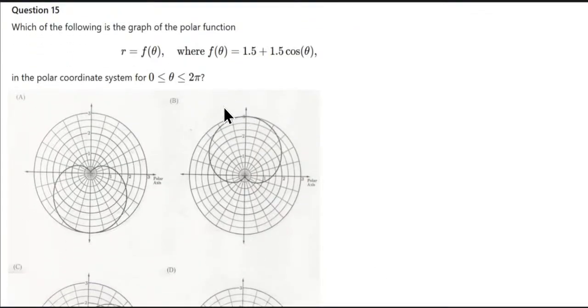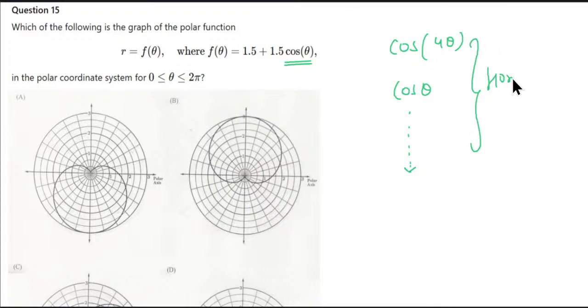Okay, I'm going to give you a pro tip. Whenever you see a polar function with cosine in it, this is called a cardioid. Again, the name is not important; it doesn't really matter whether you know the name or not. But even if you are seeing something like cos of 4 theta, or something like cos theta, anything with a cosine in it, its orientation is always going to be horizontal.